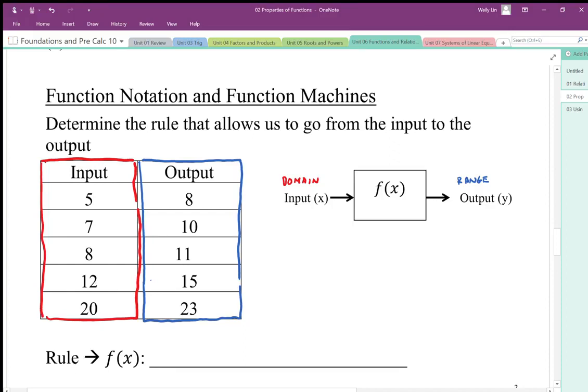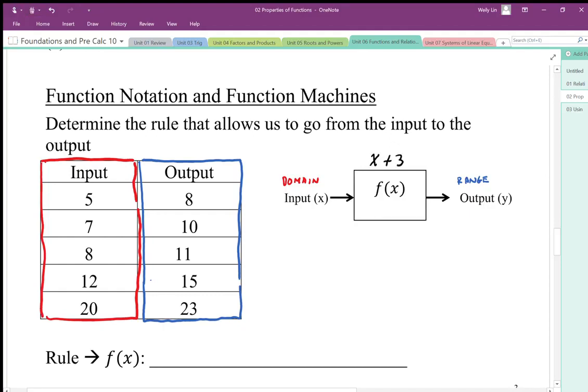Well, it seems to be a pattern. Sometimes we can figure out patterns, sometimes we can't. In this case, the pattern looks fairly obvious. When I input 5, it looks like I'm adding 3. Input 7, add 3, I get an output of 10. So it looks like I can predict my output based on my input. And if I can do that, I can write my function this way. My function is going to take my x and add 3. That's what my function is.